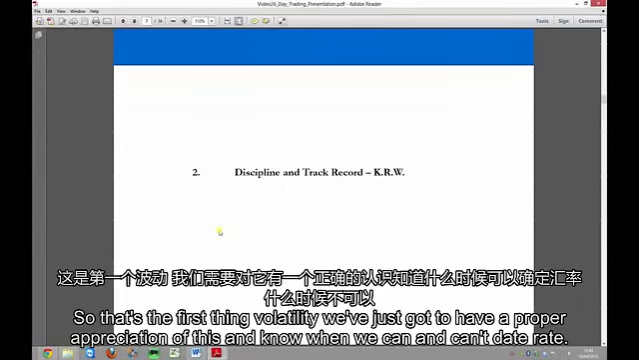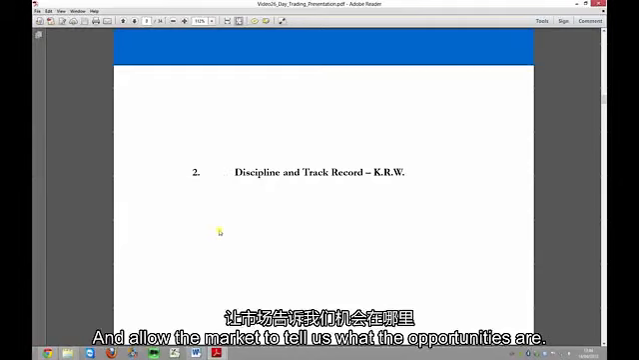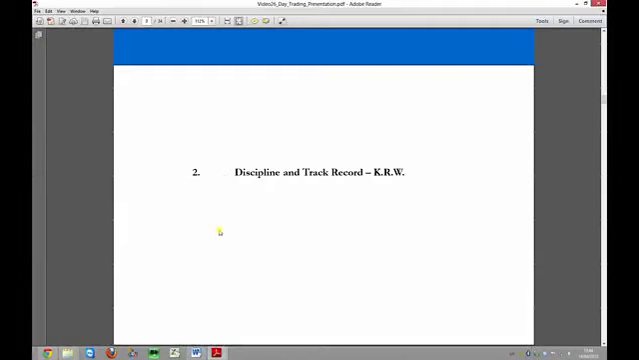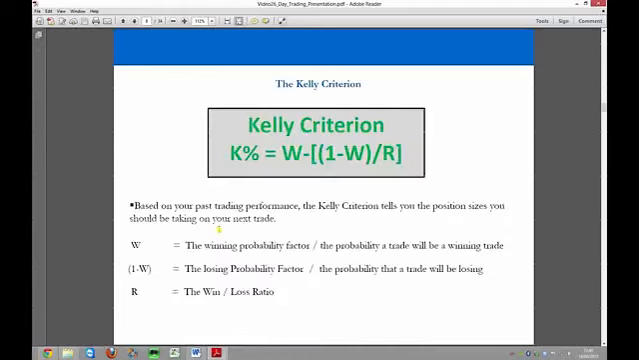So that's the first thing, volatility. We've just got to have a proper appreciation of this and know when we can and can't day trade, and allow the market to tell us what the opportunities are. Second thing we're going to look at is discipline and track record.